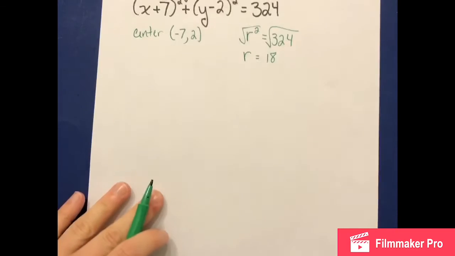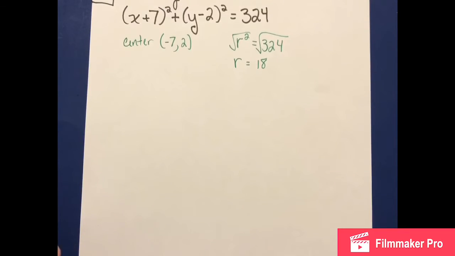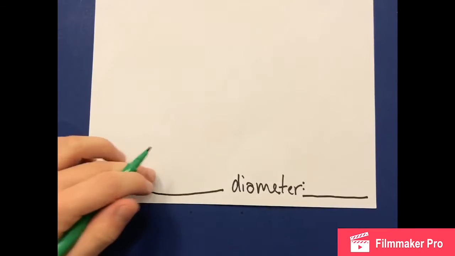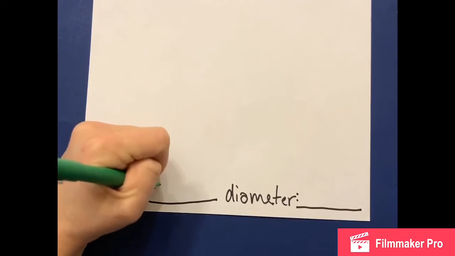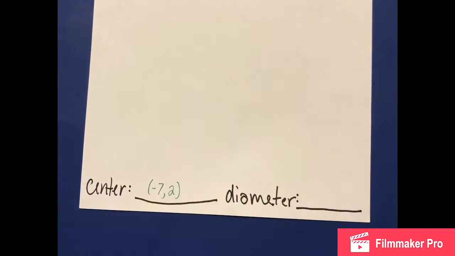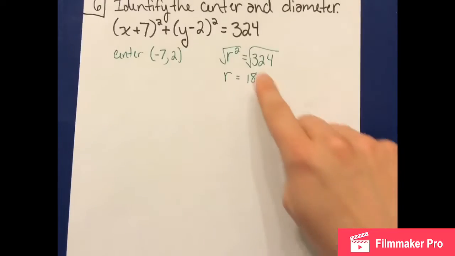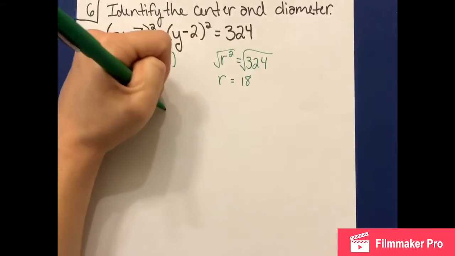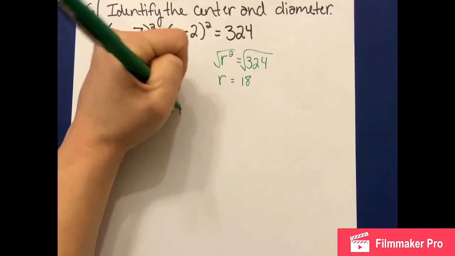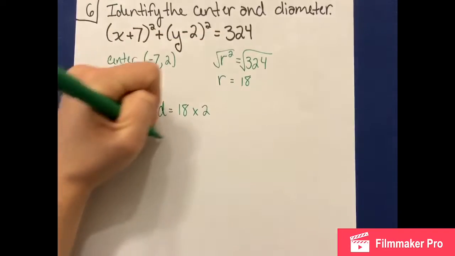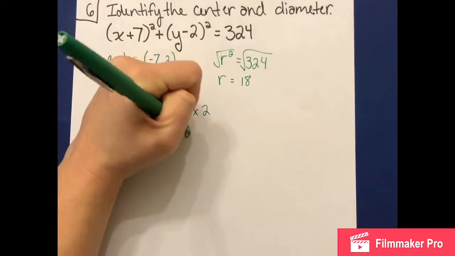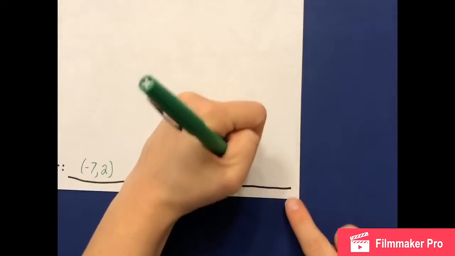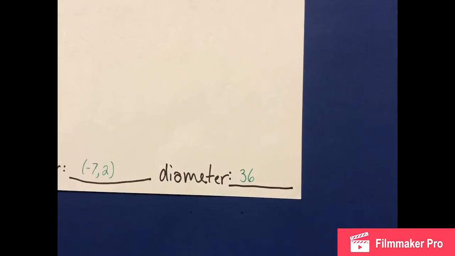Okay, so I'm going to think, what do I actually want? I have my center already. That's going to be -7, 2. I don't have a diameter. We know the diameter is just the radius times 2, so that's what I'm going to do. I'm going to say diameter is equal to 18 times 2, which in our heads, we can go, okay, diameter is equal to 36 units. So I can put 36 right there.